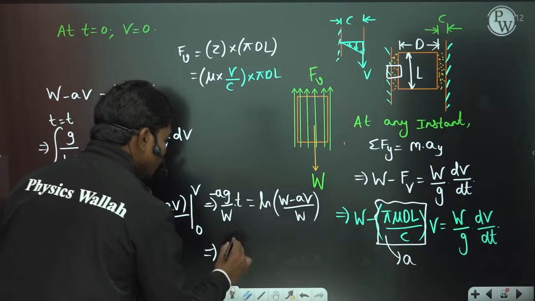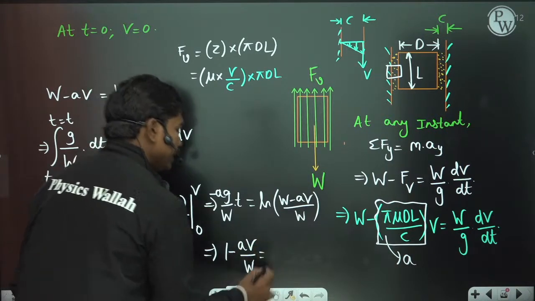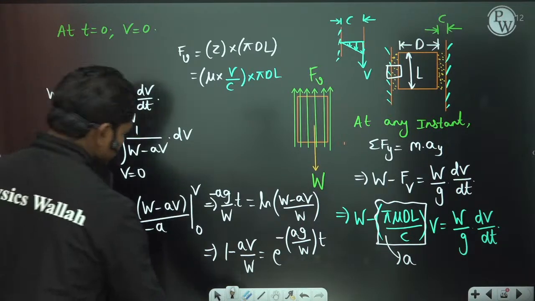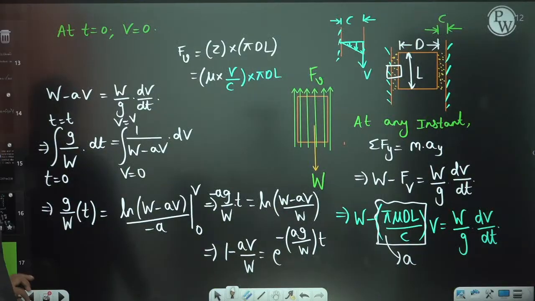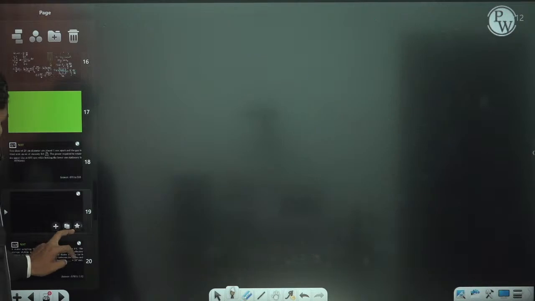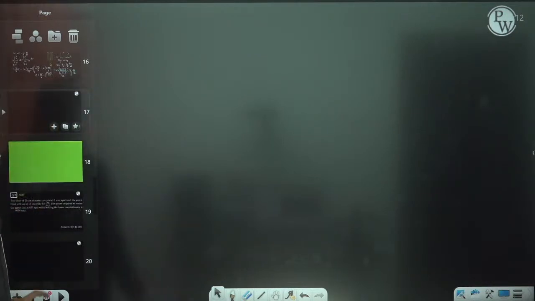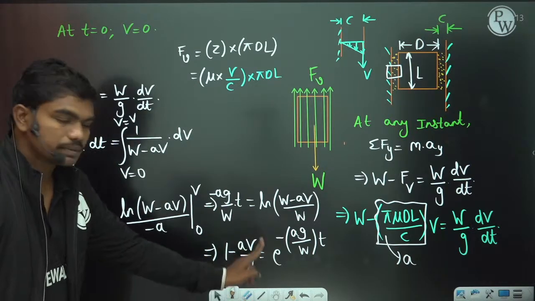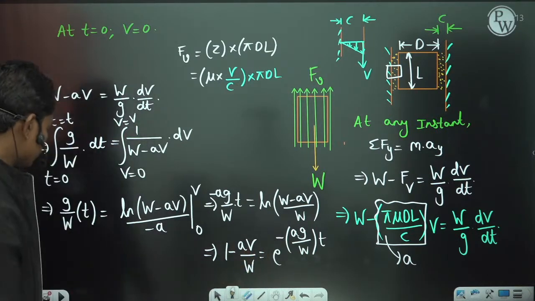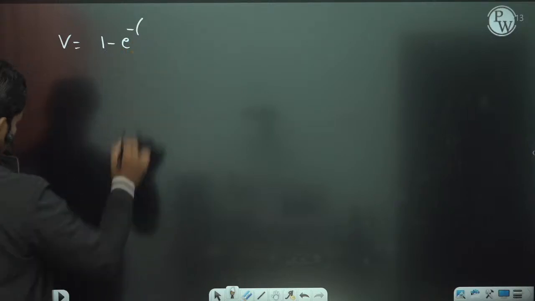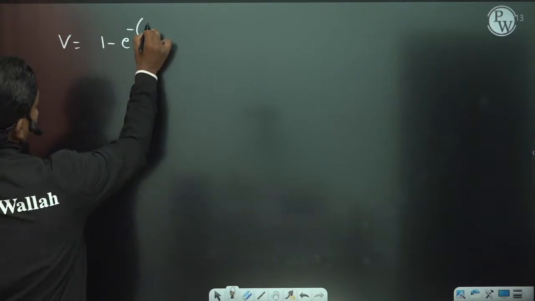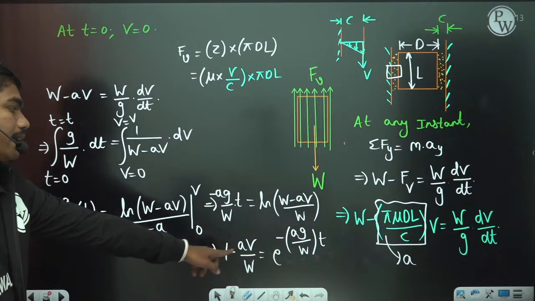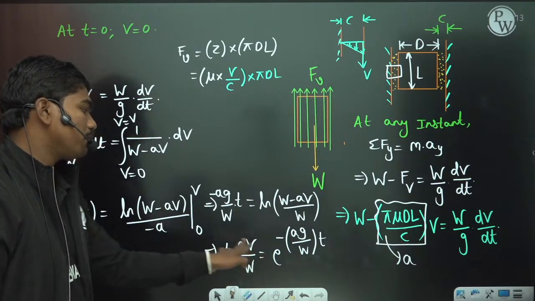So we can write one equation: 1 minus aV by W is equal to e power minus a g by W times time. If you write the expression for velocity, the final expression is something like this: v is equal to, if you write the expression for v from this equation, aV by W is 1 minus e power minus a g by W times t, multiplied with W by a, correct? Because 1 minus this term is equal to aV by W, so W by a comes into the multiplication.